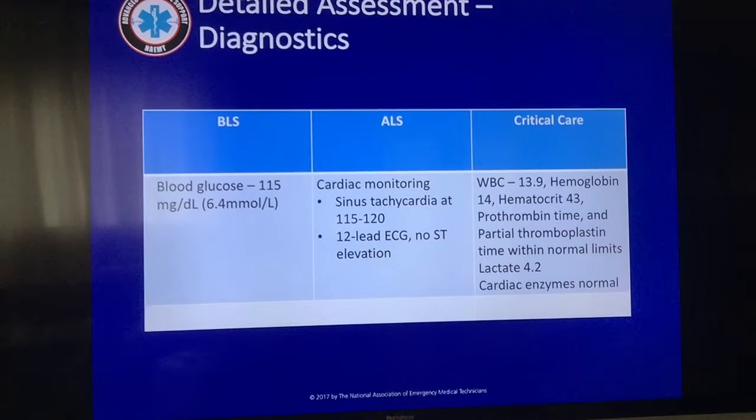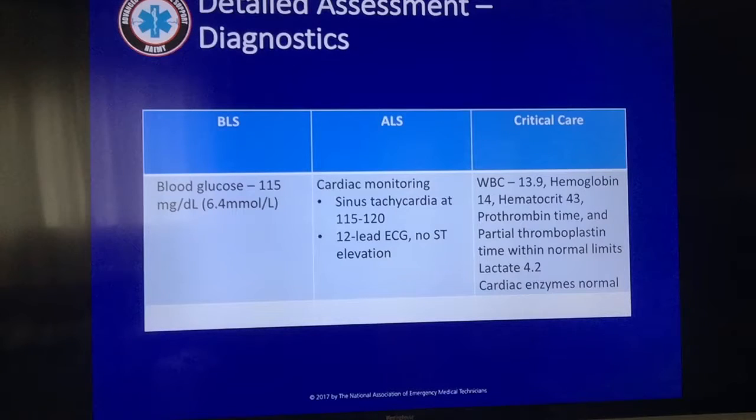Hemoglobin, hematocrit. Remember we went over these things. We said red blood cell is about 5. Hemoglobin is 15, then hematocrit is going to be about 45, and it seems to be all kind of within normal. Lactate's up a little bit. Cardiac enzymes are normal. So as we continue on, we want to find out, well, how do we get this patient out? What are we going to do with them?